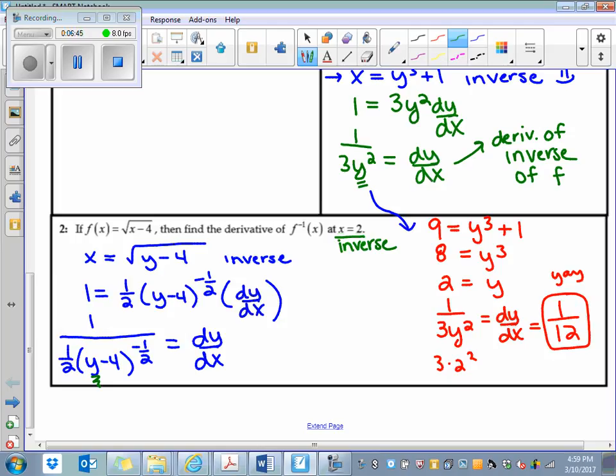x equals 2 is on the inverse. So make sure when you're plugging in, substituting in x equals 2, you are doing it in inverse world.